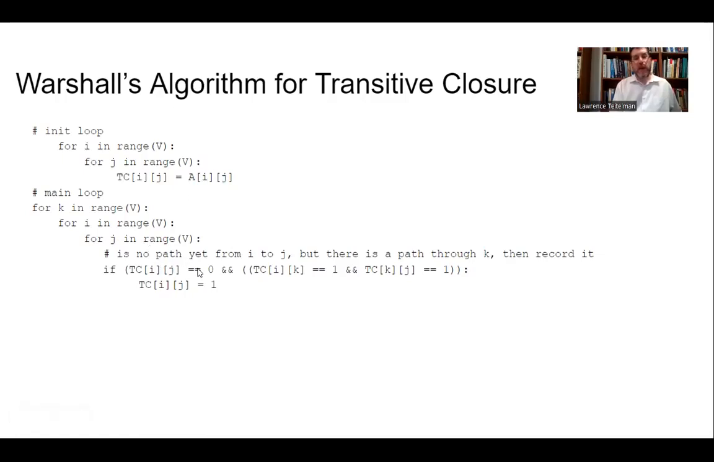If there isn't a path yet, but I can go from i to k, so it's true or 1, and I can go from k to j, it's true or 1, then there is a path from i to j, and we set the path from i to j equals 1, meaning true or false, right? There is a path.